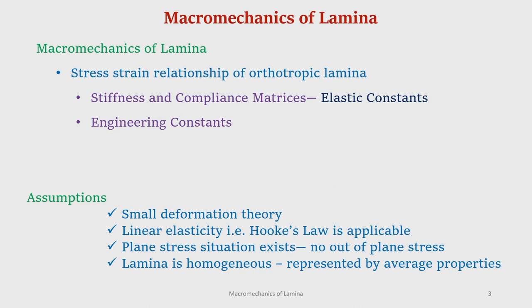Having understood this lamina, the objective of this lecture will be to develop the stress strain relationship of a lamina, keeping in mind that the lamina is very thin. We will try to establish the stiffness and compliance matrix for a lamina, and then, analogous to what we have done for an orthotropic material, we will look at the engineering constants for an orthotropic, unidirectional lamina. Of course, we go with macro mechanics, with these assumptions.